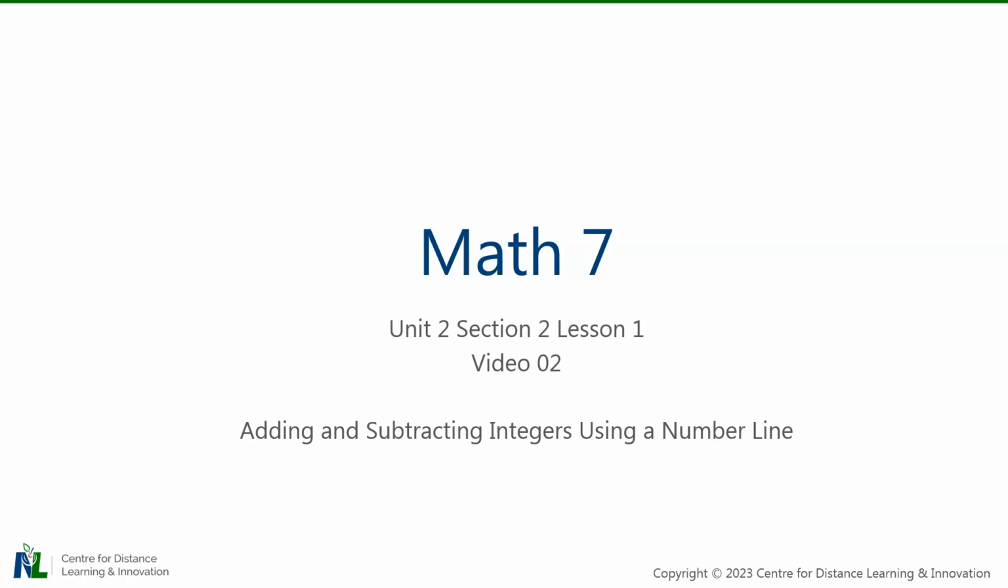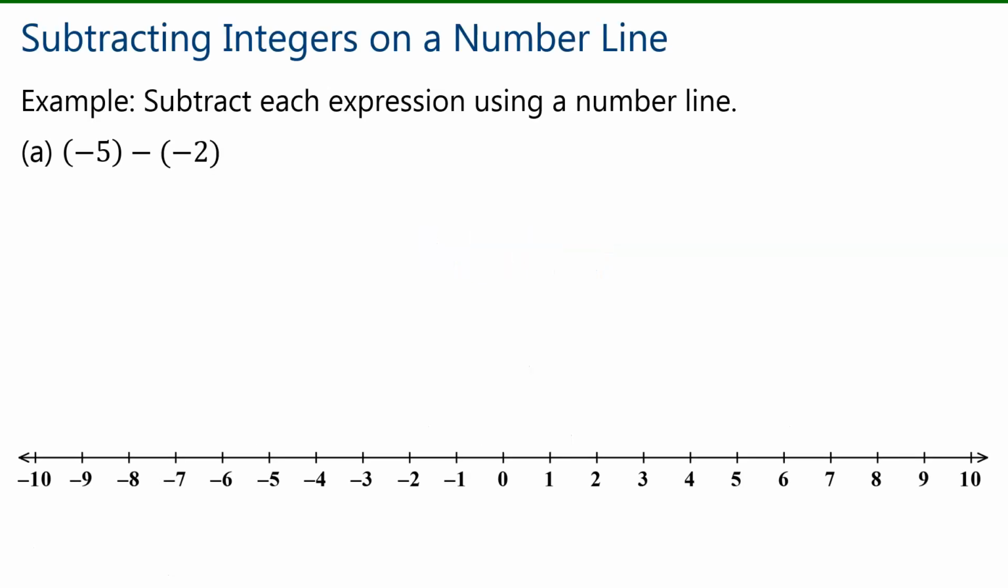Welcome to the second video in our lesson on adding and subtracting integers using a number line. So here we'll look at subtracting. So in the first example, we have to subtract each expression using a number line. So in A, we have -5 subtract -2.